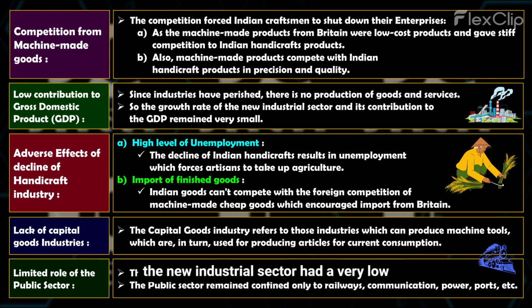Furthermore, the new industrial sector had a very low contribution to the GDP because there were almost no capital goods industries to produce machinery. The public sector's role was also extremely limited, focusing only on areas that benefited British administrative and trade interests, such as railways and communication.